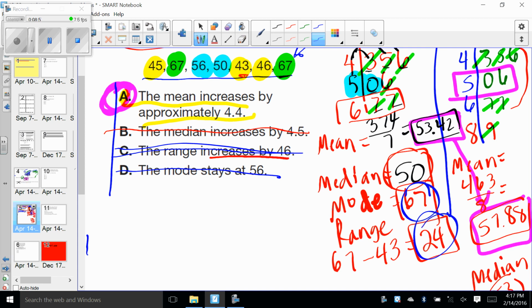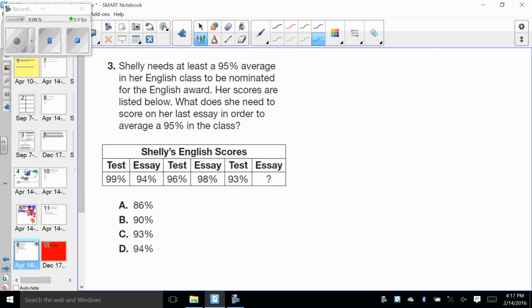So now box number 3. Shelley needs at least a 95% average in her English class to be nominated for the English Award. Her scores are listed below. What does she need to score on that last essay to average that? Keep in mind that this is called adjusting the mean. We just practiced that. So there's our unknown.